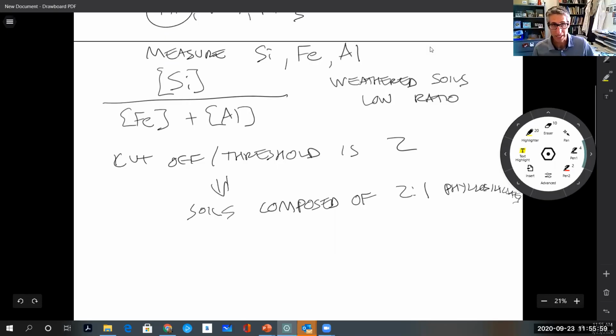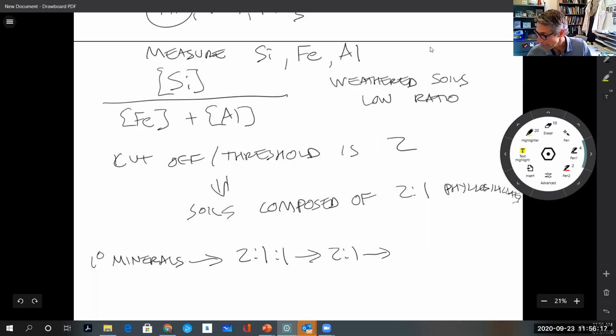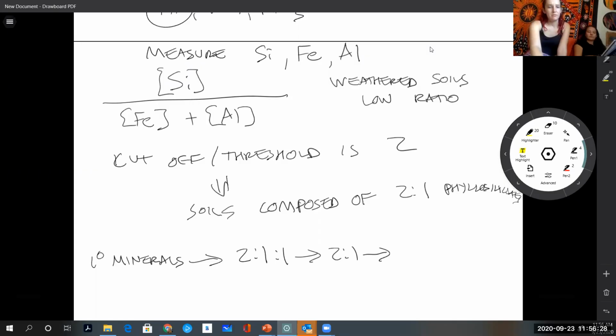Right? And so as things weather and develop, we have our primary minerals. Those primary minerals are going to weather into some secondary minerals, largely 2-to-1 or 2-to-1-to-1 phyllosilicates. And then what are 2-to-1 phyllosilicates going to weather into if we're losing silicon? Is it a 1-to-1? Yeah, 1-to-1, right?